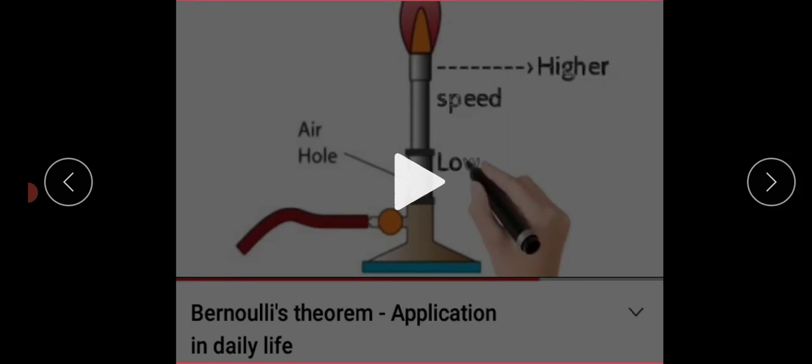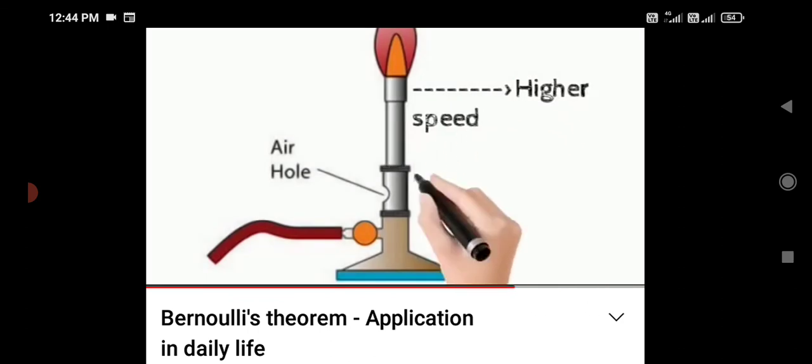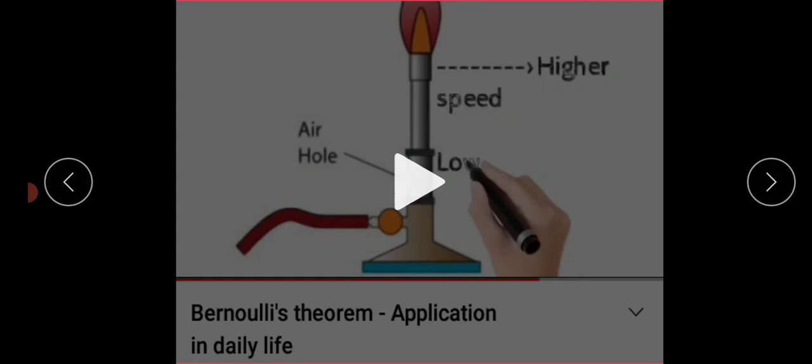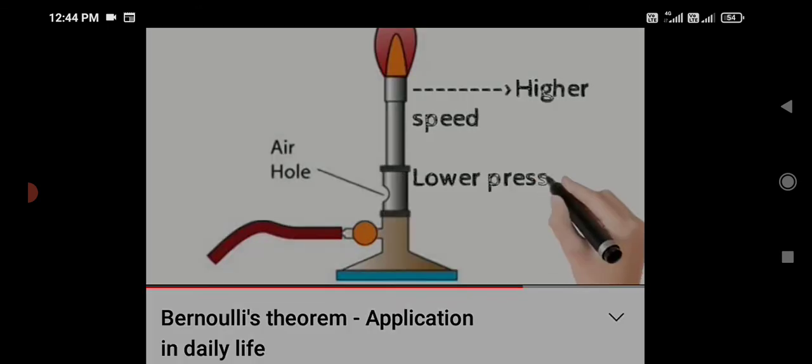Again I will explain the Bunsen burner. Whenever the gas rushes out from the nozzle with high speed, low pressure, immediately the atmosphere air enters with low speed, high pressure, then it mixes with the gas and produces a blue flame. Similarly, the gas stove is the same case. Whenever the gas comes out of the burner with high speed, low pressure, atmospheric air automatically enters the gas burner and mixes with the gas, producing blue flames. This is the principle used in the gas stove as well as in the Bunsen flame.